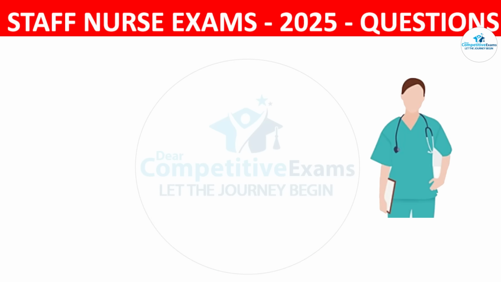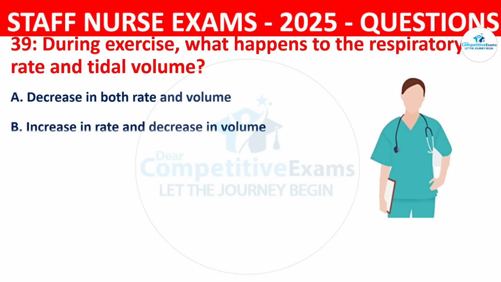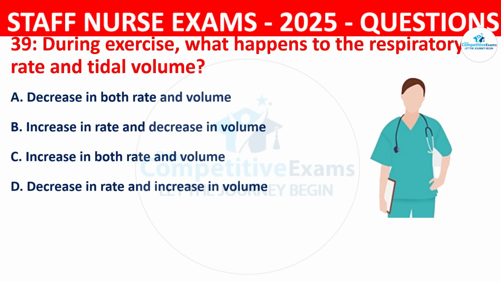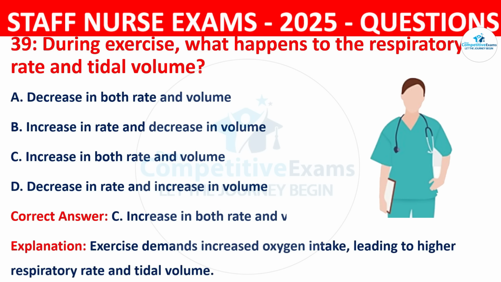Question number 39. During exercise, what happens to the respiratory rate and tidal volume? Your options are decrease in both rate and volume, increase in rate and decrease in volume, increase in both rate and volume, or decrease in rate and increase in volume? The correct answer is C, that is increase in both rate and volume. Exercise demands increased oxygen intake, leading to higher respiratory rate and tidal volume.